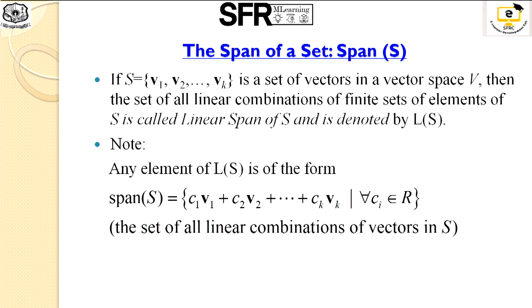Next we enter into the definition, the span of a set. The notation is span of S. If S equal to {v1, v2, etc., vk} is a set of vectors in a vector space V, then the set of all linear combinations of finite sets of elements of S is called the linear span of S and is denoted by L of S. So any element of L of S is of the form: span of S equal to the set of all c1 v1 plus c2 v2 plus etc. ck vk for all ci belonging to R. That is, the set of all linear combinations of vectors in S is denoted by L of S.